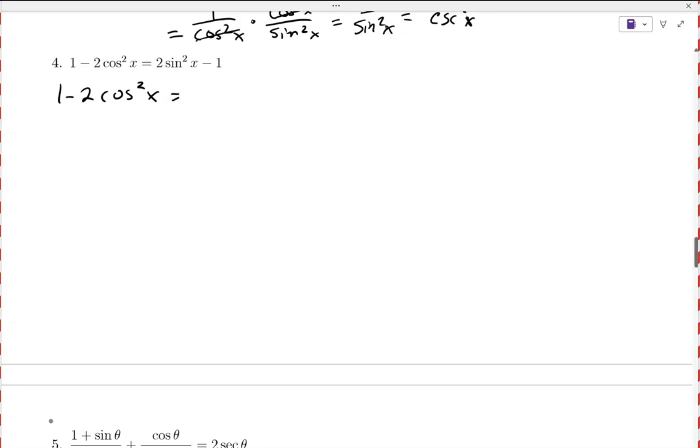There's not really any of the convert everything to sines and cosines because it already says cosine, right? So really the only thing we can do is try to use one of our fundamental identities. And also, if you see one of the trig functions squared, you might want to think about what you can plug in for those particular trig functions, right? So in this case, I see a cosine squared. So what do you think we can plug in for cosine squared?